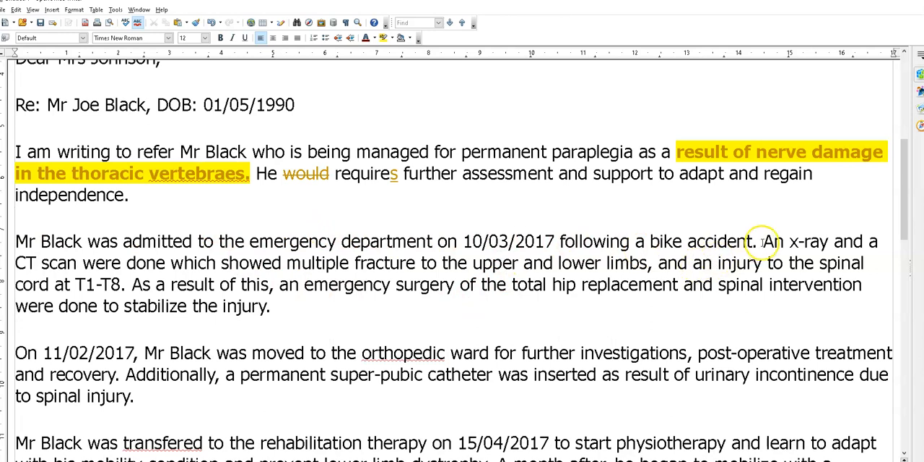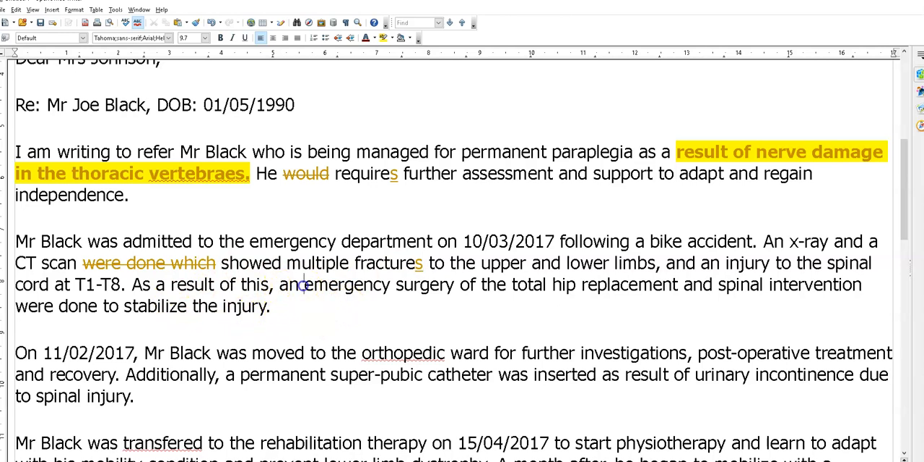Admitted to the emergency department by accident, an X-ray showed. You don't need that. X-ray, CT scan. Showed multiple fractures to the upper and lower limbs. Injury to the spinal cord.